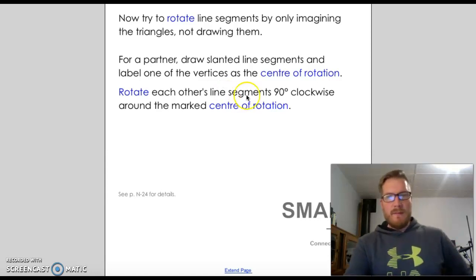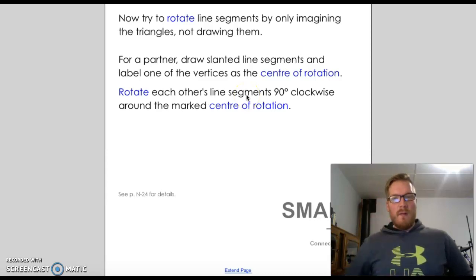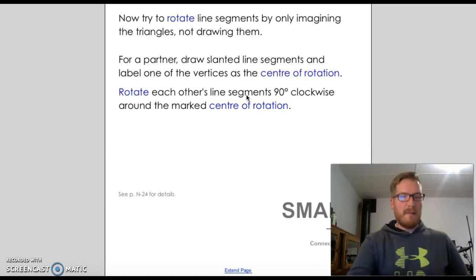It goes on to talk about drawing slanted line segments and labeling one of the vertices as the center of rotation. You can do that. You can pause the video and try that, or you can practice some questions in the workbook.